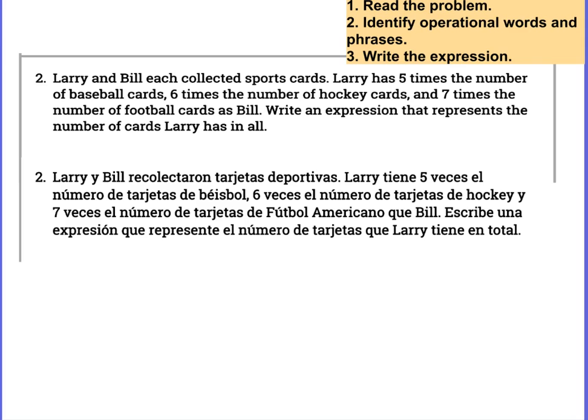And I want you to pause the video after you read this. And then I want you to find the expression for the number of cards Larry has in all. Okay, pause the video here and then check back in to see how you did.